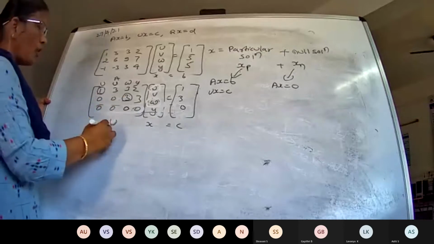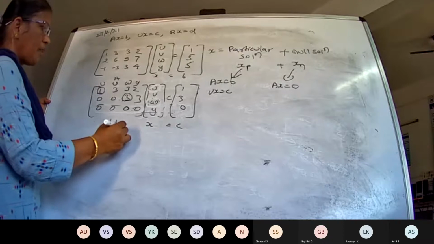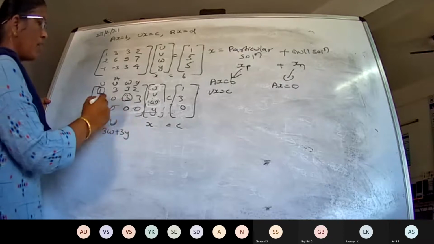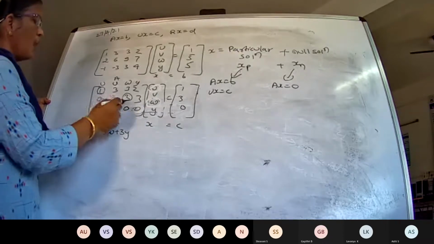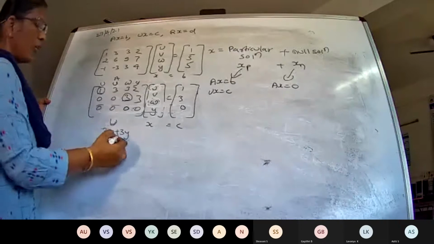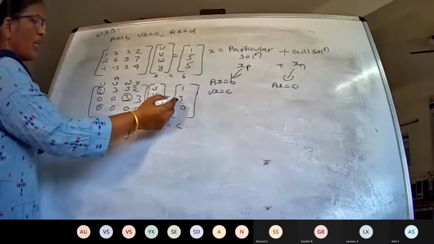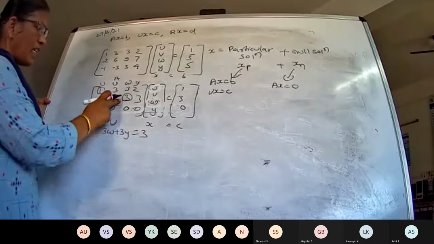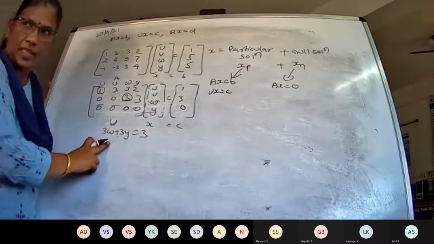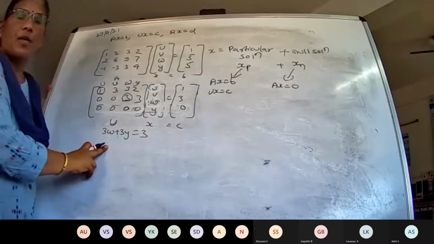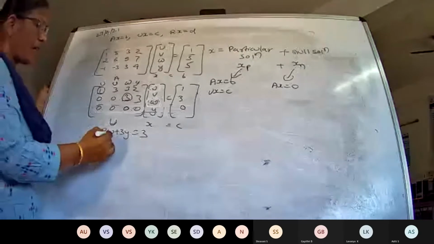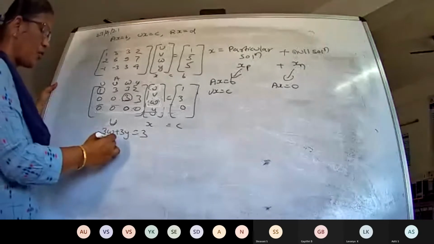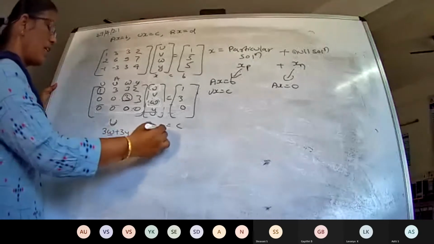In the next row you will get 3w plus 3y, with u, v, w, y, right? 3w plus 3y equals 3. After writing this expression, always try to express it in terms of the pivot variables. Which is your pivot variable? w is your pivot variable. So write it in terms of w. What will you get here?